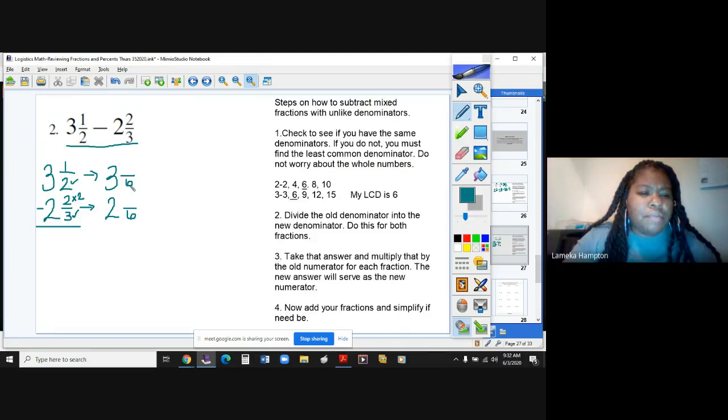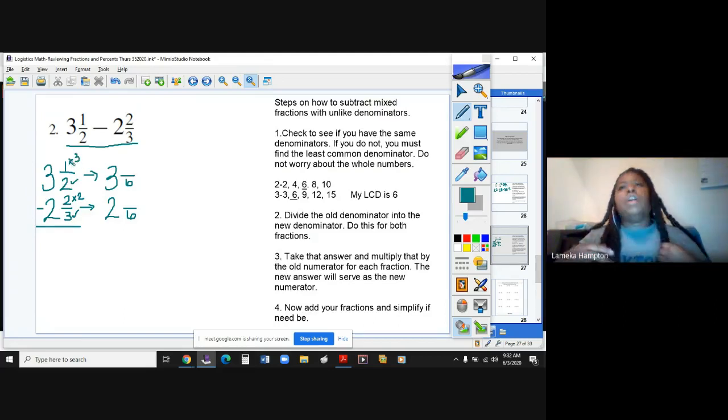2 divided by 6 gives me 3. Now, again, you do not have to do this part, but I just wanted to show you what it would look like step by step. I took that answer, and I'm going to multiply that number by the old numerator. So 1 times 3 gives me 3, and 2 times 2 gives me 4.